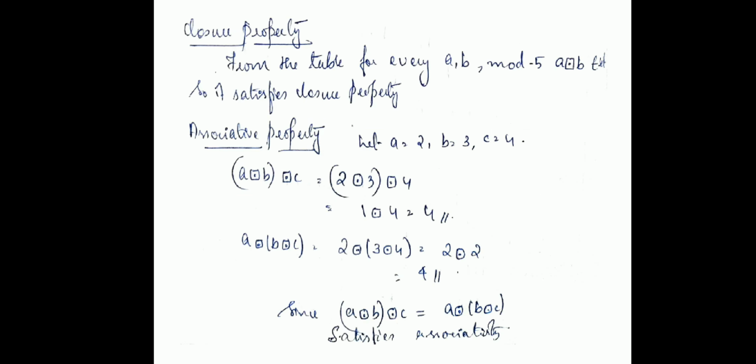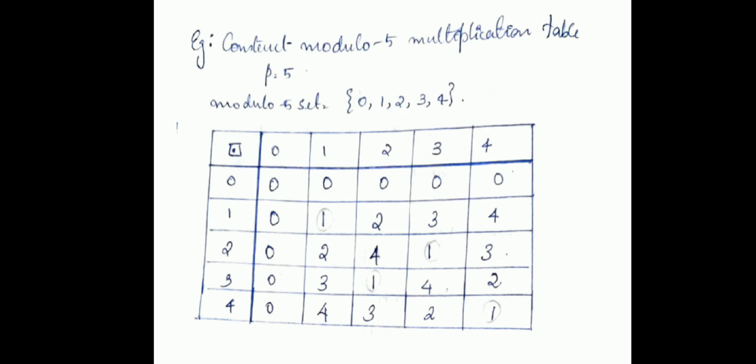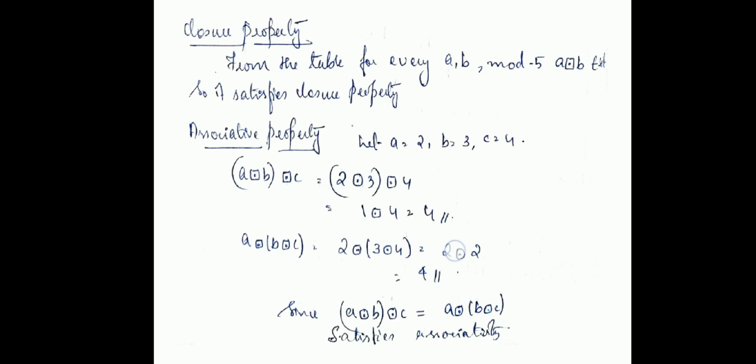Next, we can check whether it satisfies the closure property. Every element belongs to this set only. So it is satisfying the closure property. Next, we can check the associative property. You can take A equal to 2, B equal to 3, C equal to 4.